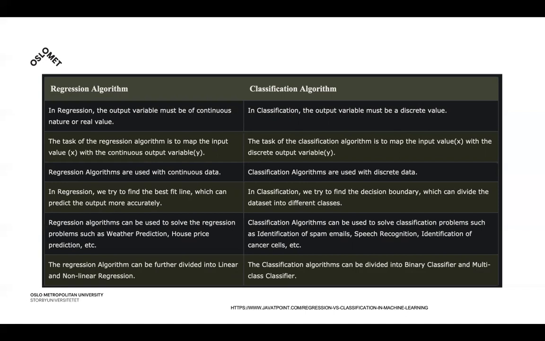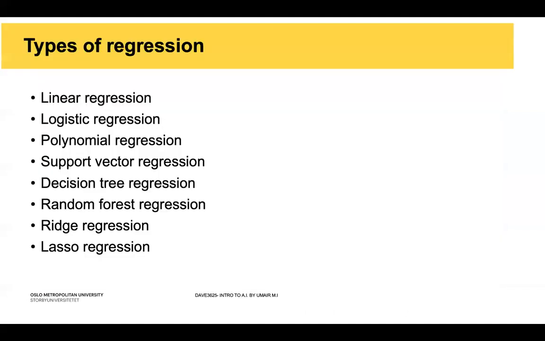Yeah, okay, but that's just something you can read on your own. So let's talk about types of regression model. You have linear regression, logistic regression, polynomial regression, support vector regression, decision tree regression, random forest regression, ridge regression, lasso regression, and then you have a few more. But these are the ones which are commonly used or commonly known. But there are new ones coming all the time, so this list can be updated.